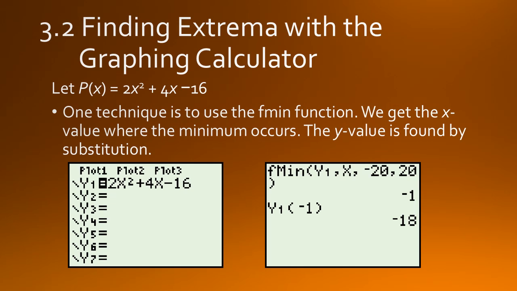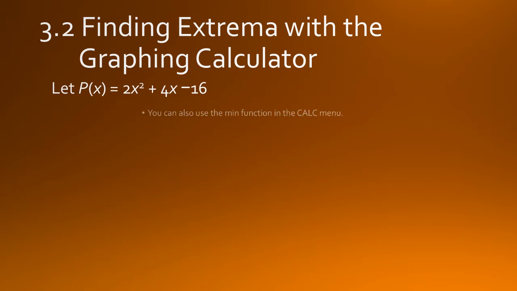And it gives you -1. And then what they did was they said, okay, well, tell me what y1 of -1 is. And it gives you the y value, which is -18. This is one way to do it. It's not a way that you've probably used before. The other way is what I'm going to show you now.